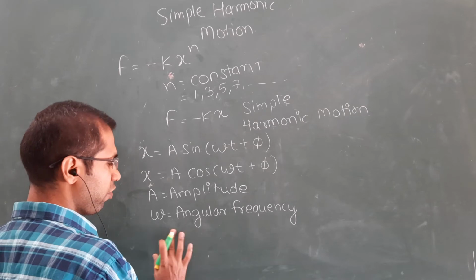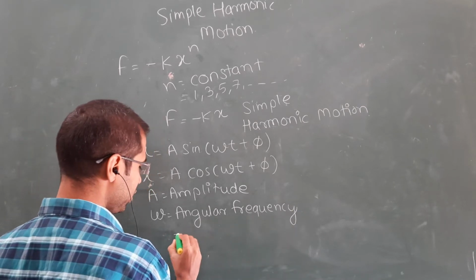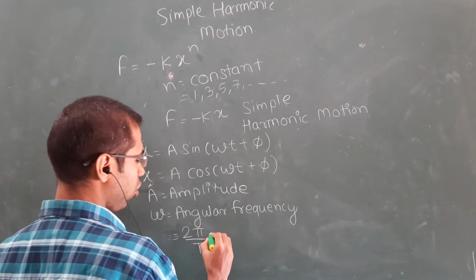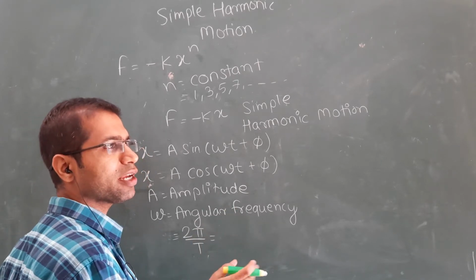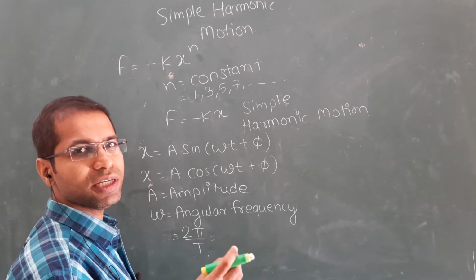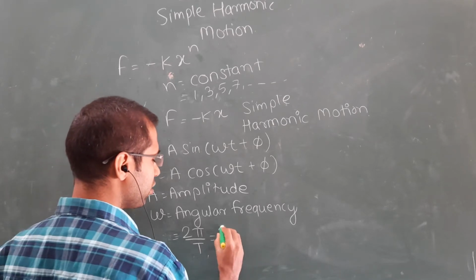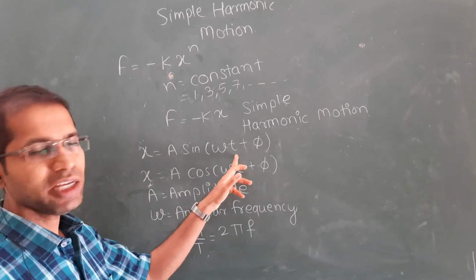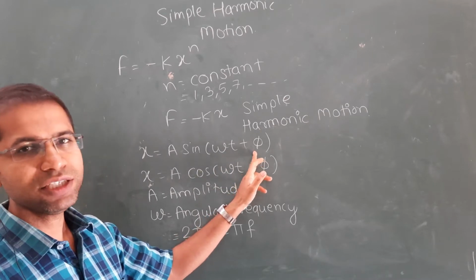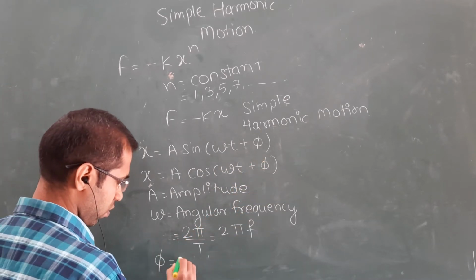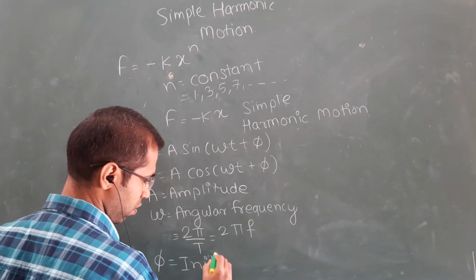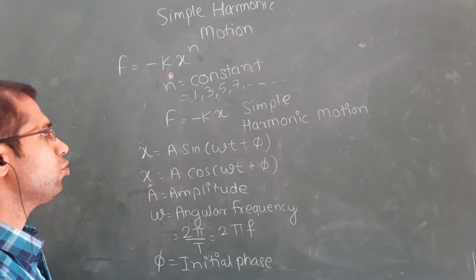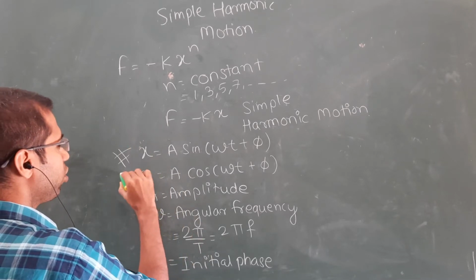This is very important. The value of omega, which we have already learned, is equal to 2 pi upon T, where T is the time period. Also, instead of time period I can write frequency. Frequency is the reciprocal of the time period, so I can write 2 pi f. This is angular frequency. t is the time, and phi is the initial phase. These are important things we need to remember.